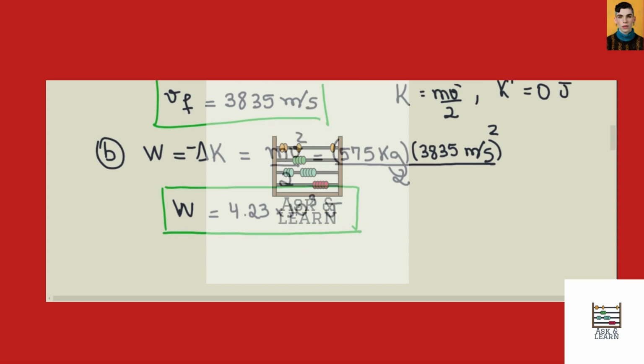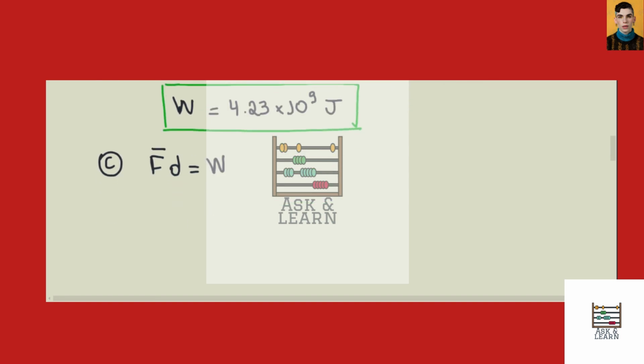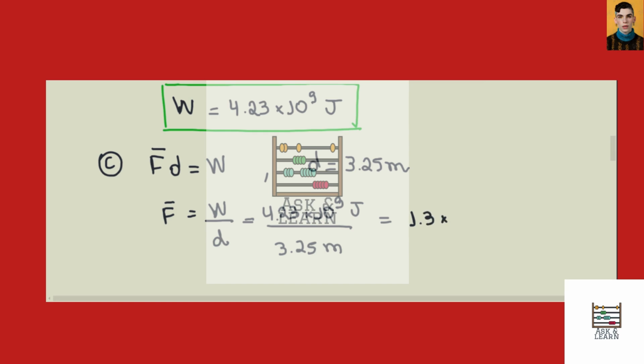In question C, we have to calculate the average force that the sand exerted over the meteor. And if you remember, the average force times the distance is equal to the work. We know that the distance along which the force was applied is just 3.25 meters. So F bar is W divided by D, so that's 4.23 times 10 to the 9 joules divided by 3.25 meters. And this is equal to 1.3 times 10 to the 9th newtons.